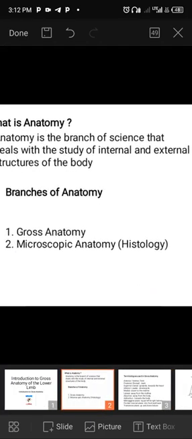Gross anatomy is the part of anatomy that deals with the structures that can be seen with your naked eye without any special aid. So that is gross anatomy. But microscopic anatomy is the aspect that deals with the use of a microscope to visualize some aspects of tissues or cells that cannot be seen naturally.